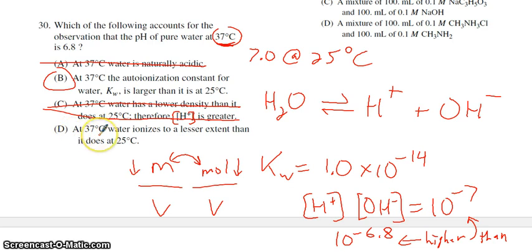And D says at 37 degrees Celsius, water ionizes to a lesser extent than it does at 25. Okay, so this bears on the same idea. Does it ionize to a lesser extent or to a greater extent? It actually ionizes to a greater extent because our number is bigger. So this is a bigger number. We have more OH minus at equilibrium. This one's out. Okay, that was a doozy.